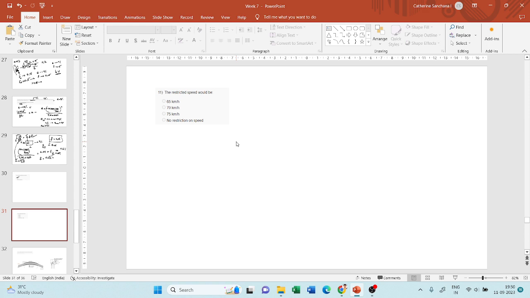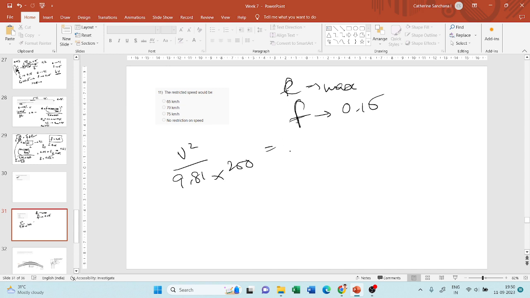What would be the restricted speed? In this problem there is no reason for you to provide a restricted speed, right? But as we saw in the previous case, the speed will be restricted when maximum E has been reached and maximum friction has also been reached, right? In such a case, maximum friction is 0.15. So I told you that you have to find the restricted speed by substituting the maximum values. So V squared by g, where g is 9.81, into 250 is the radius, E is 0.07 and F is 0.15.